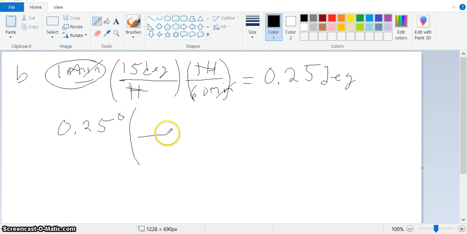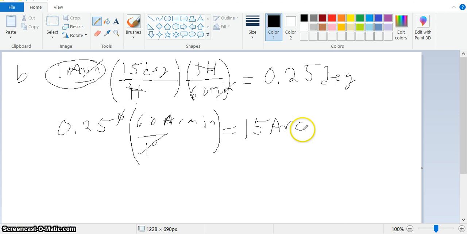And I know that in 1 degree there are 60 arc minutes. All right, and so the degrees cancel, and so I just multiply that, and I get 15 arc minutes. All right, so 15 arc minutes, which is perfect, right? And then now we can change the 15 arc minutes to arc seconds, right? So I have 15 arc minutes.